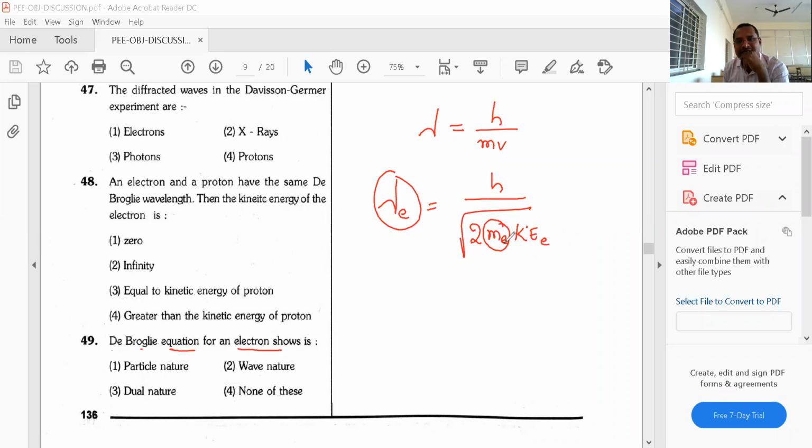Lambda means wavelength. Here mass means particle nature. It is showing wave nature and particle nature also. That means it shows dual nature. The de Broglie wave equation gives you dual nature. It doesn't give you particle nature alone. It doesn't give you wave nature alone. It gives you dual nature. Number 49, option 3 is the right answer. Don't get confused. Photoelectric effect gives what?